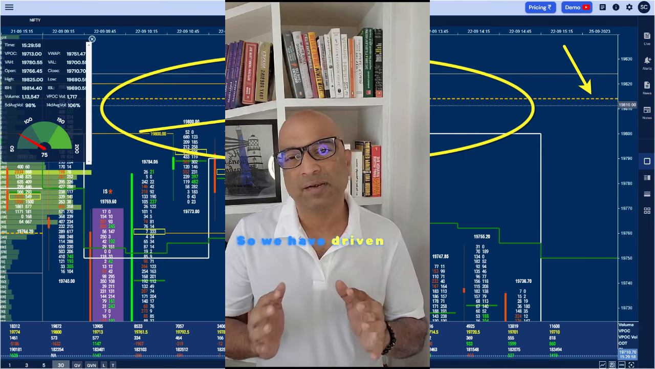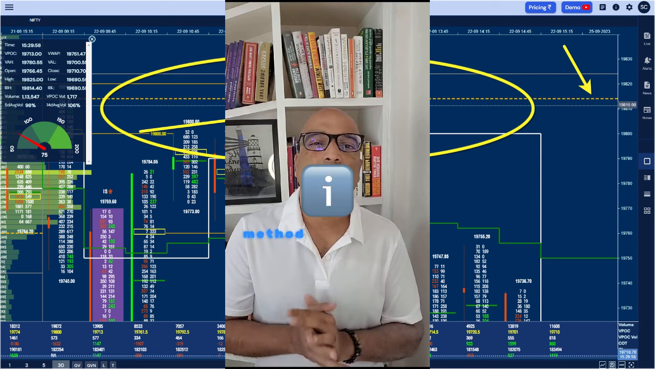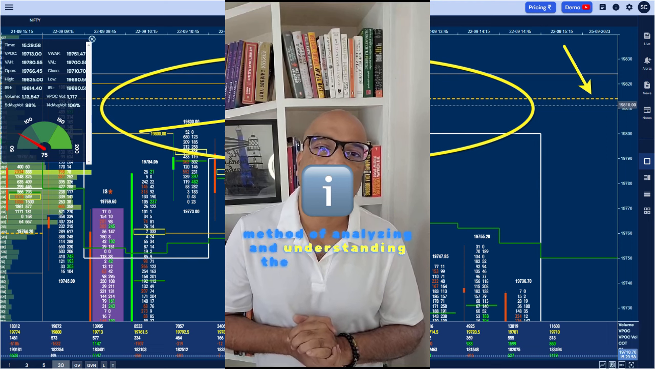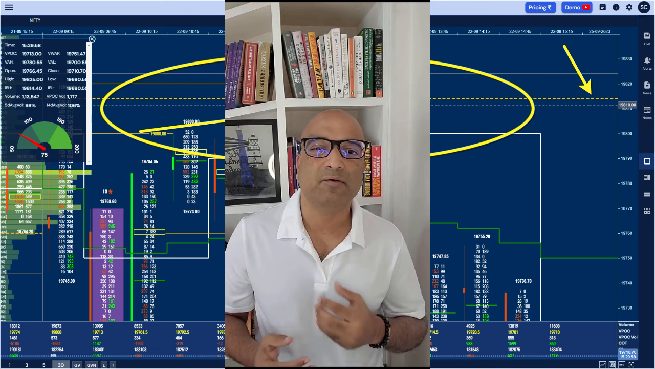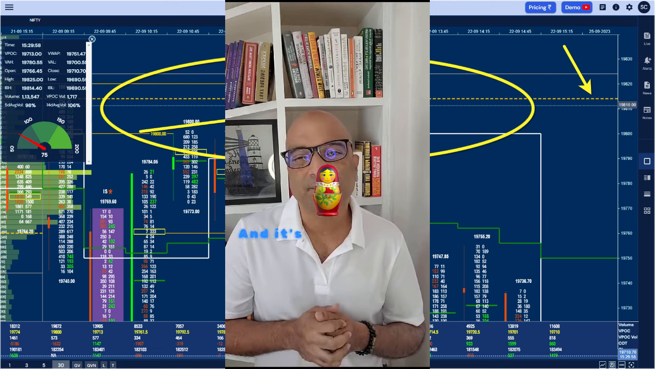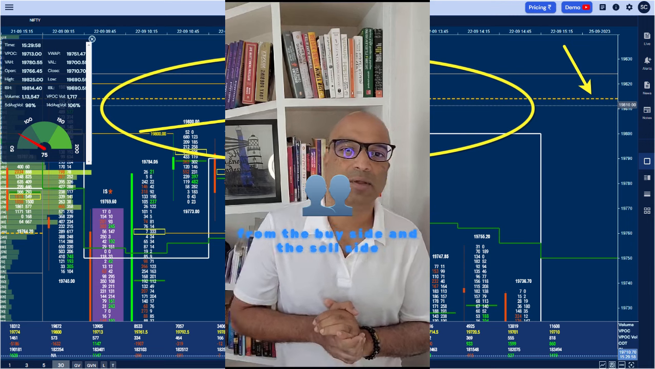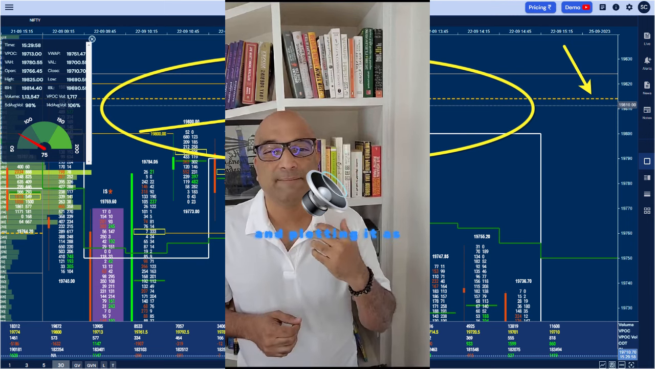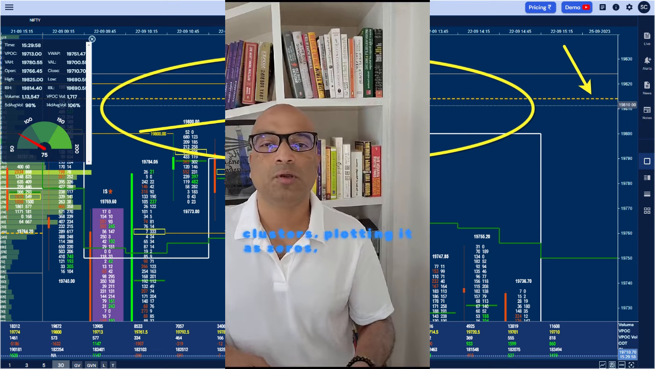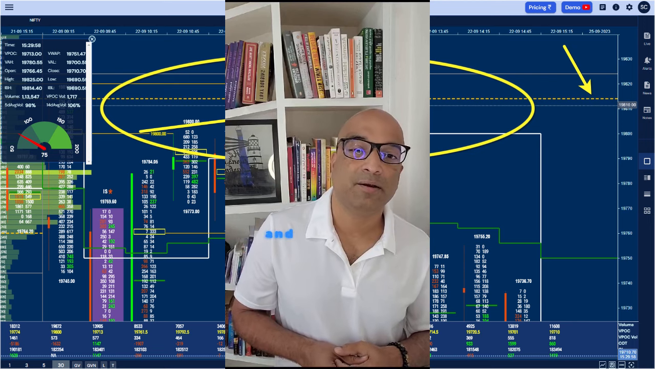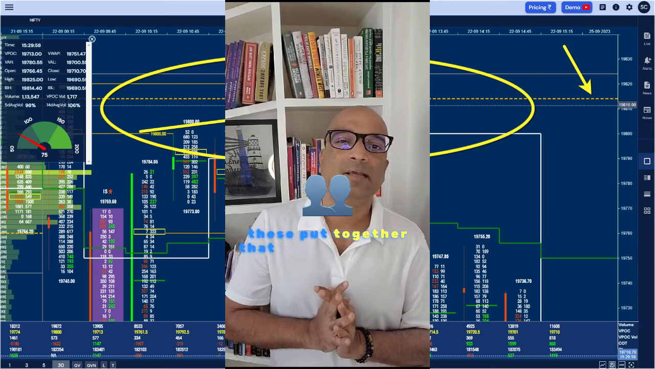So we have tried a few things with order flow, and we think we found a method of analyzing and understanding the information which order flow keeps giving us. For us, it is simply put in stacking all that information from the buy side and the sell side together, and plotting it as imbalances, plotting it as volume clusters, plotting it as zeros, plotting it as initiative and responsive elements, and plotting it as all of these put together. That is order flow for us.